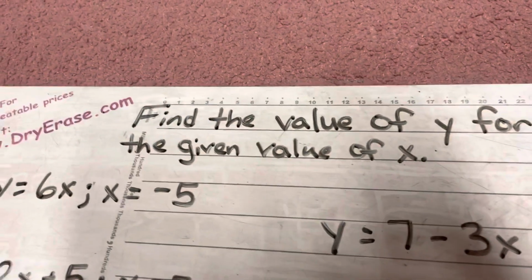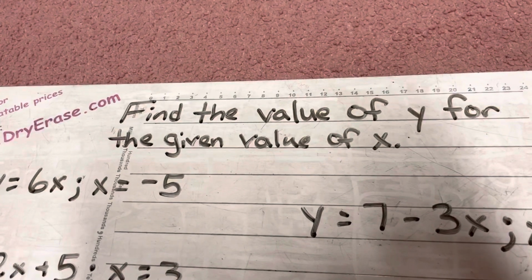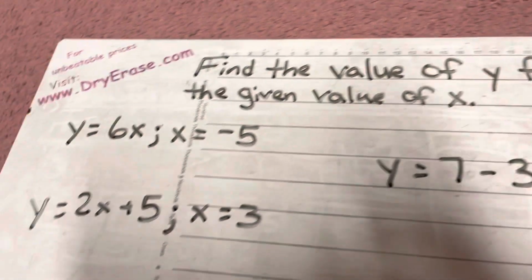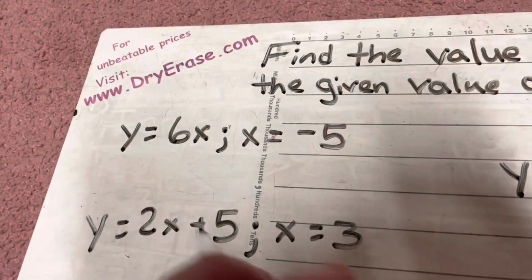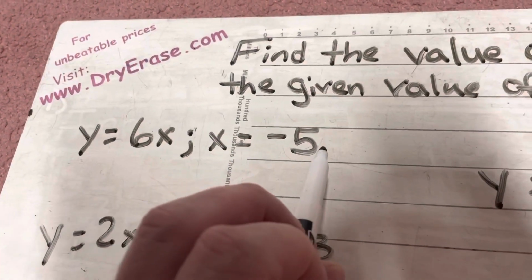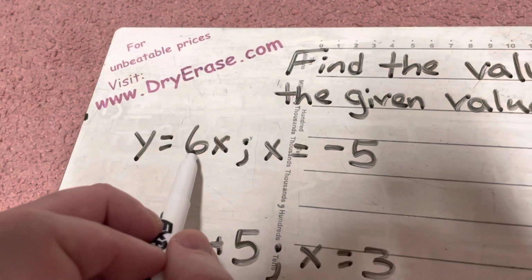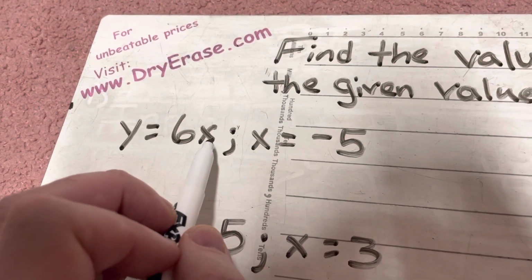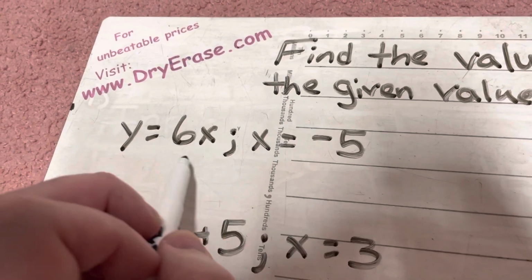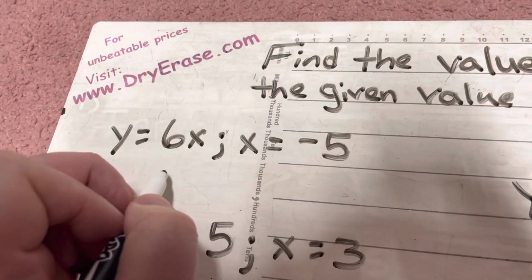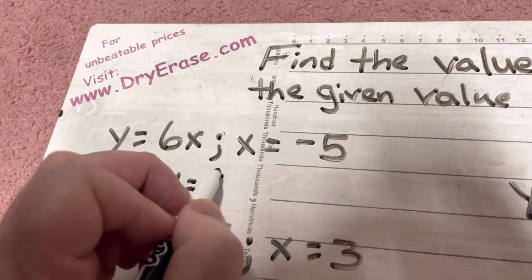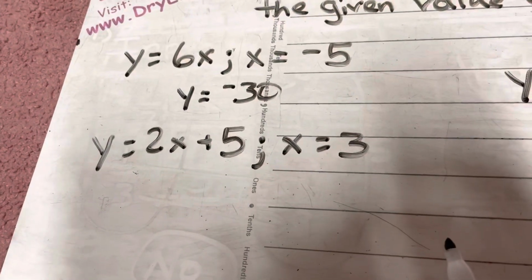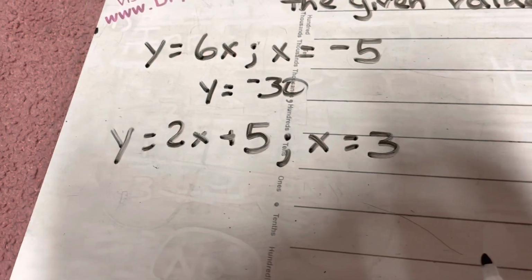Find the given value of y for the given value of x. So y equals 6x, x equals -5. That means all I'm doing is 6 times -5, because 6x is a multiplication problem. If x equals -5, then I'm doing 6 times -5, which means that y equals -30.